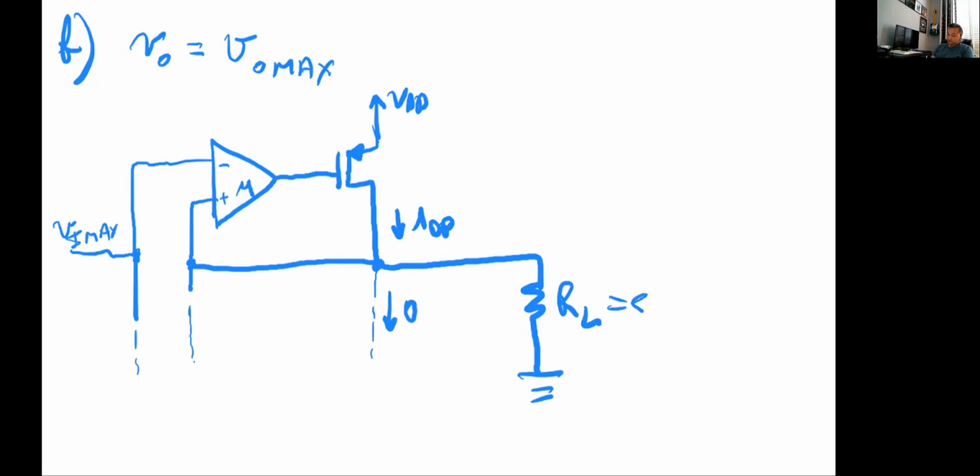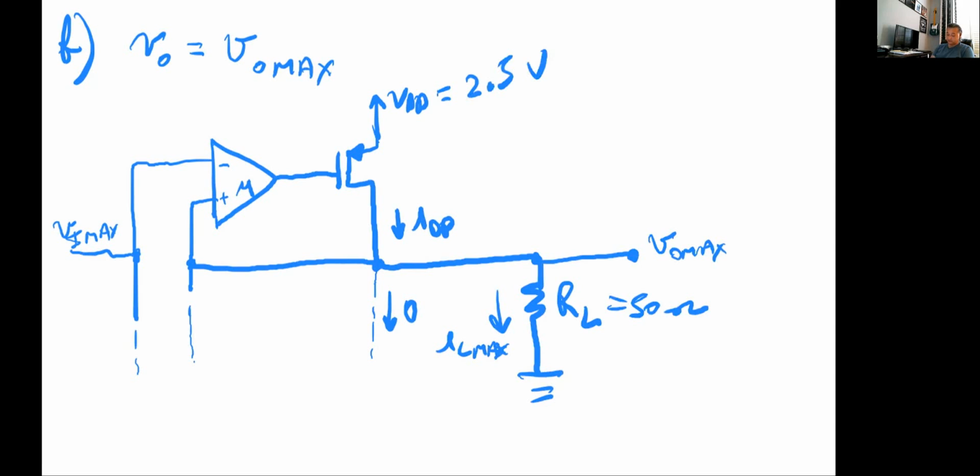And that is 50 ohms. So at that point, the voltage here is our VO max that we want to find, and the current through here is going to be our IL max. Here we have VDD, that's 2.5 volts.